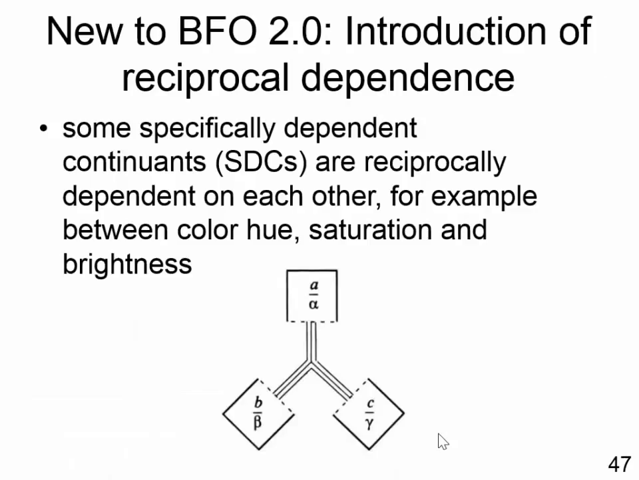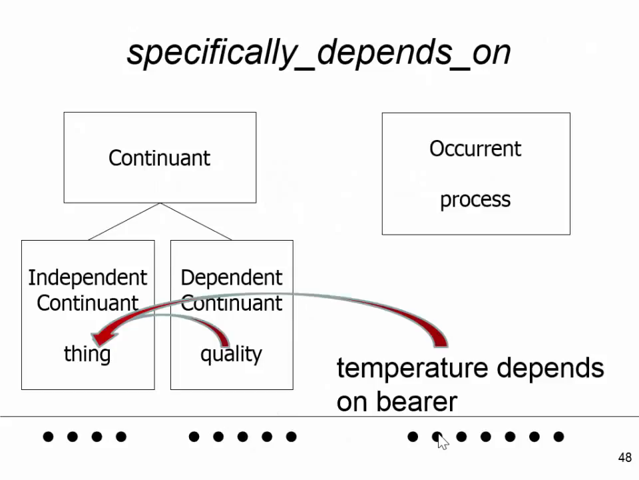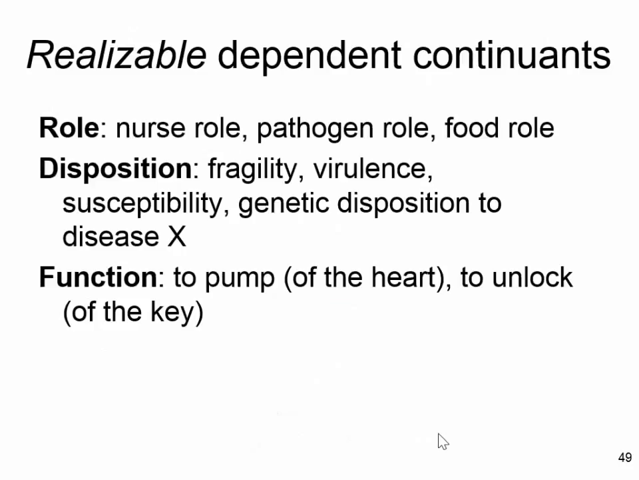Now we have reciprocal dependence in BFO 2.0. For instance, the hue, the saturation, and the brightness of a color depend upon each other. You can't have the one without having the other two. And now, these are the three subtypes distinguished by BFO of realizable dependent continuants. Now, this is not necessarily an exhaustive list. There may be other realizable dependent continuants which BFO needs to recognize also. BFO doesn't claim to be complete.